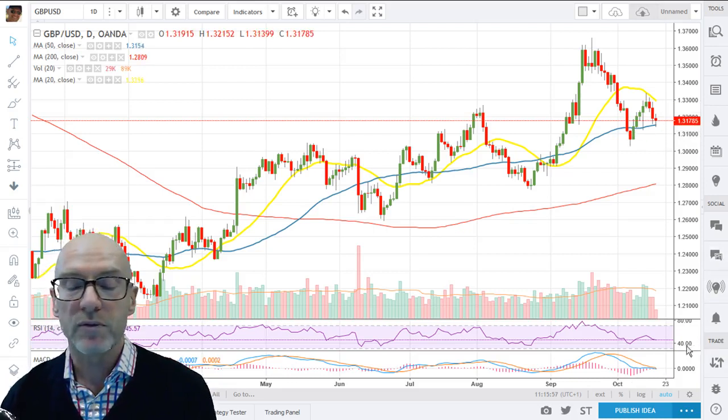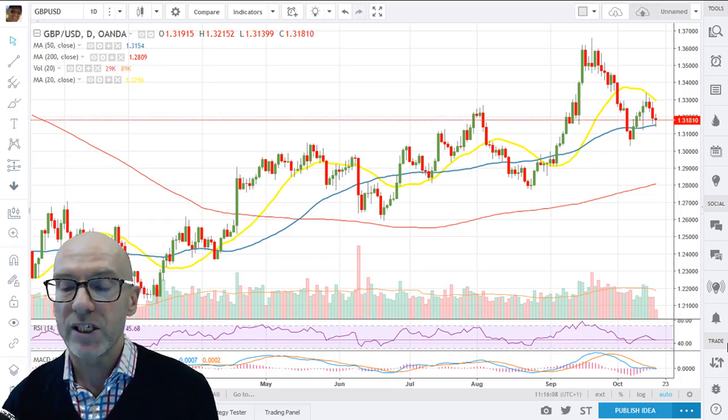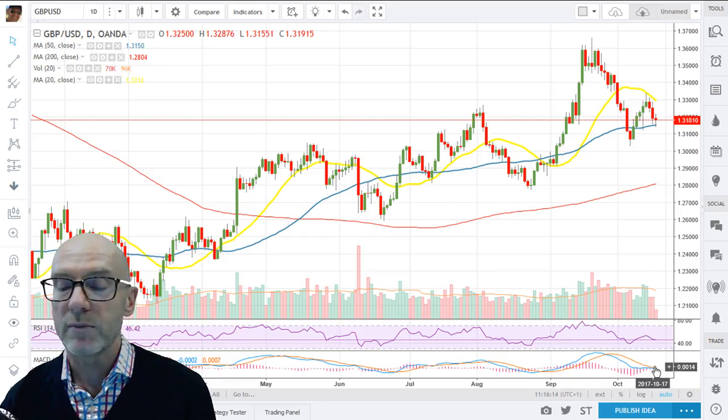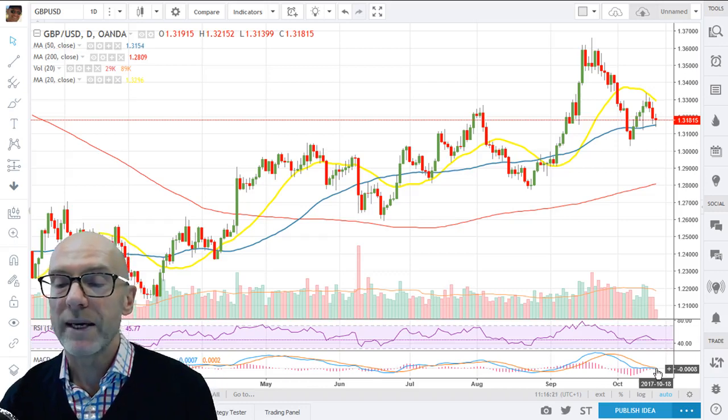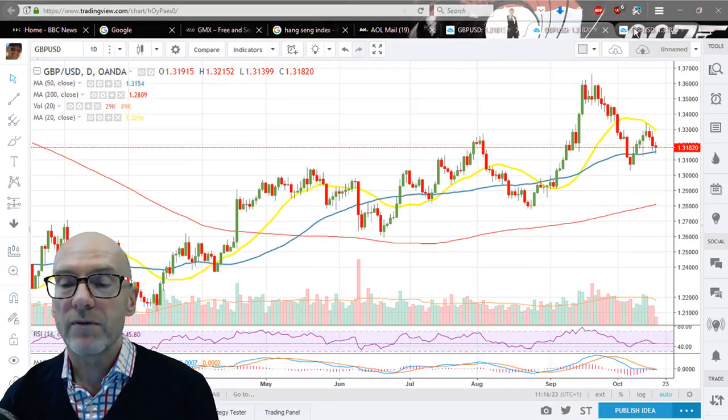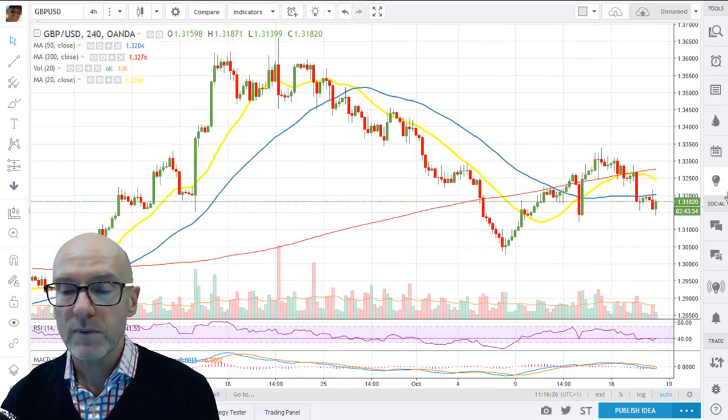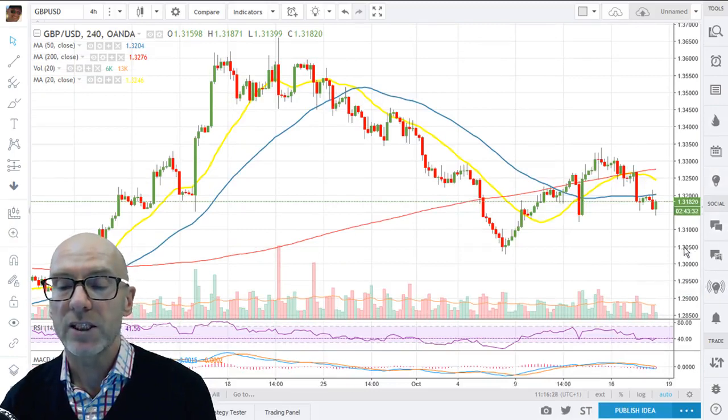Because of the move down, the RSI's moved back below 50, indicating slight negative momentum. It's presently at 45.63, and the MACD as well. The short term has moved back below the zero. Long term is moving down, marginally above zero, again showing negative momentum. On the 4-hour, you can see here that key supports have failed.